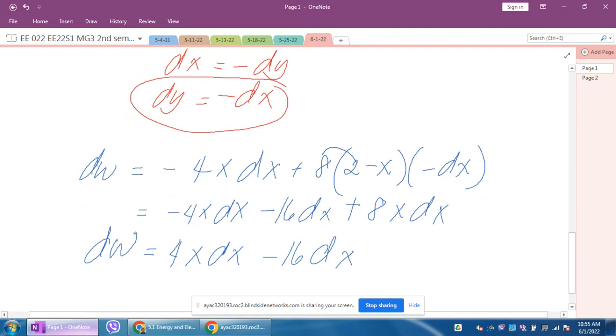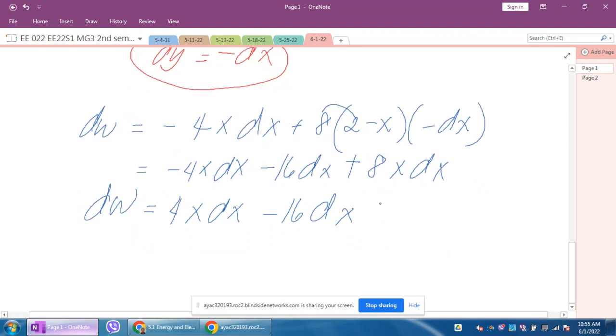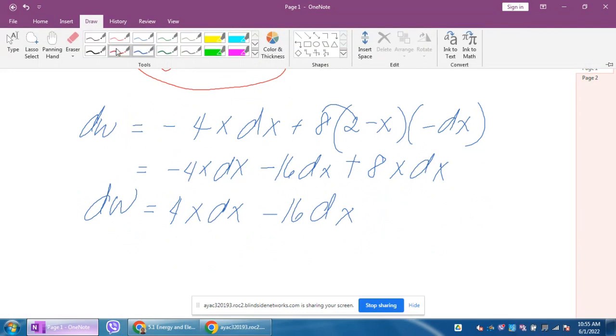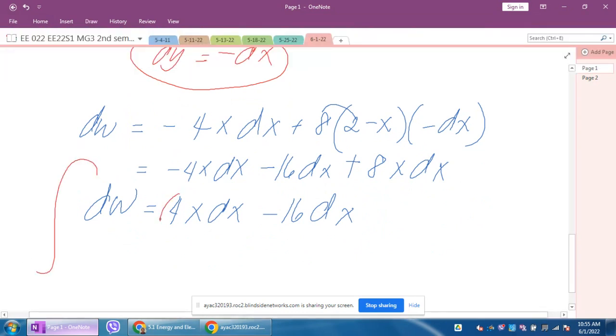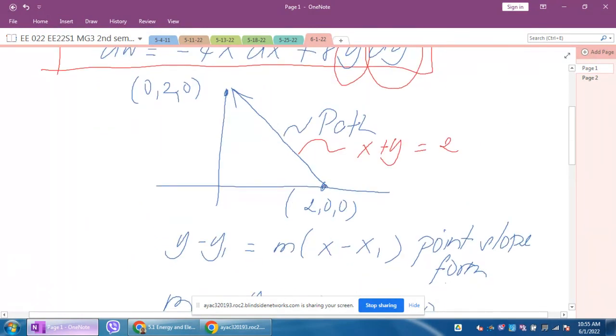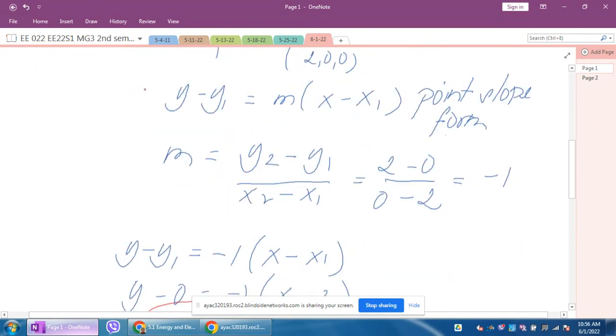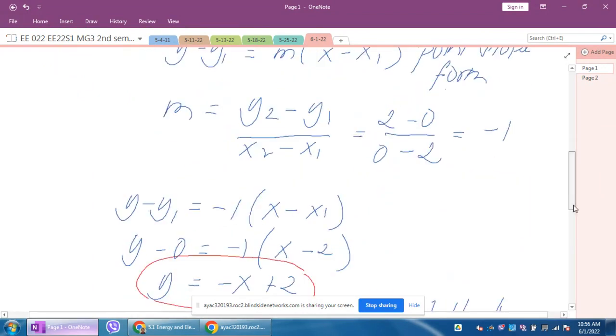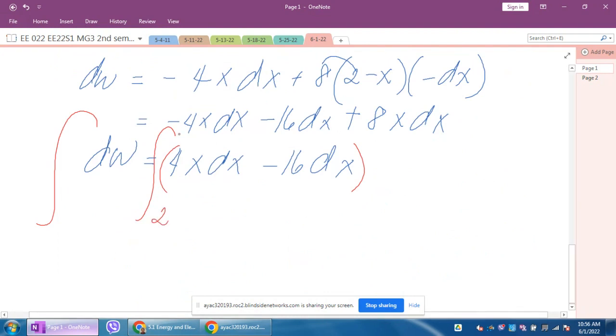So dw pa rin ito. Next step po na gagawin natin is we evaluate the integral kasi we're looking for the work. So differential to, evaluate natin yung integral, definite integral po tayo. Okay. So if we're integrating with respect to x, ano ba yung limit ng x natin? Anong value ng x dito sa tail? 2. Anong value ng x doon sa head? 0. So from 2 to 0, that will be our limit. From 2 to 0. So upper minus lower po tayo mamaya.